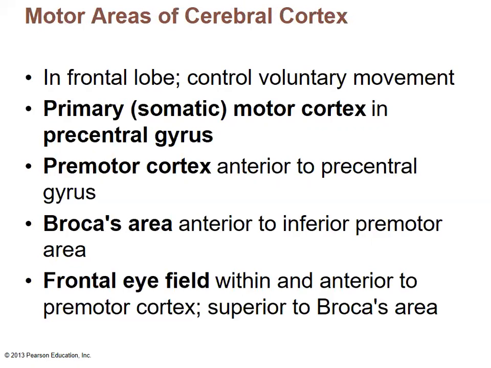Specifically, for the premotor cortex, it has large neurons that are called the pyramidal cells. It allows for the conscious control of precise, skilled skeletal movements.